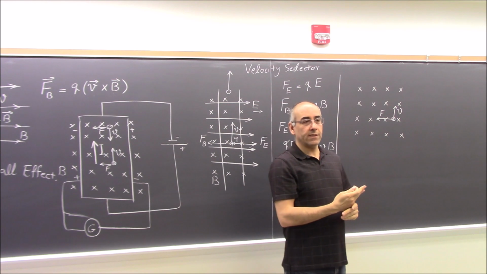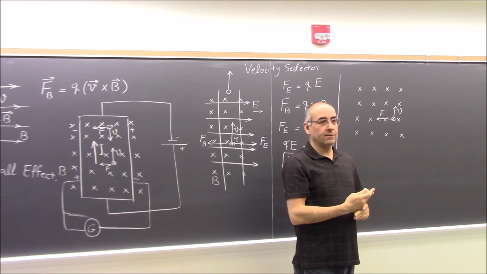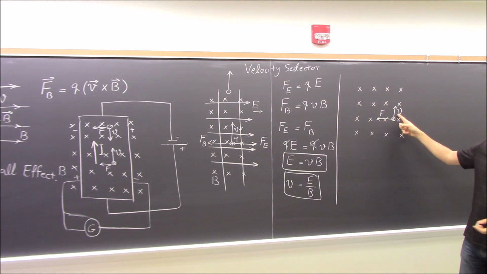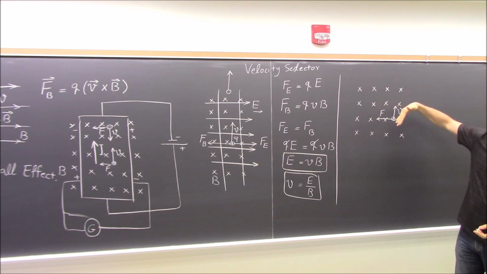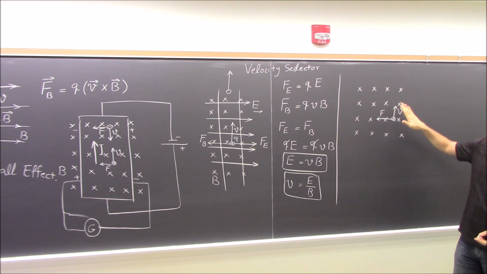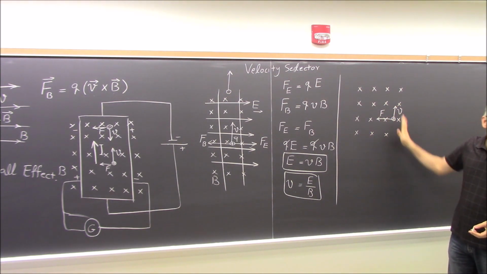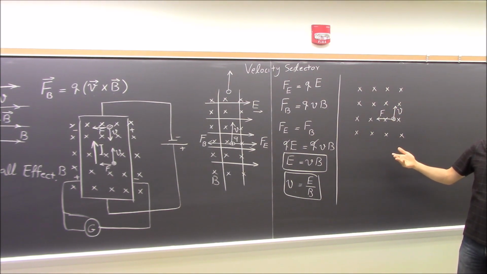Will the force stay the same direction? Force is always perpendicular to velocity and the magnetic field. So as the velocity turns, the force also turns, right? And it goes like this, right? So what kind of path do you think it takes?